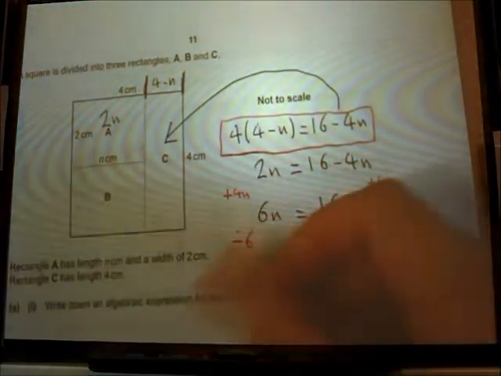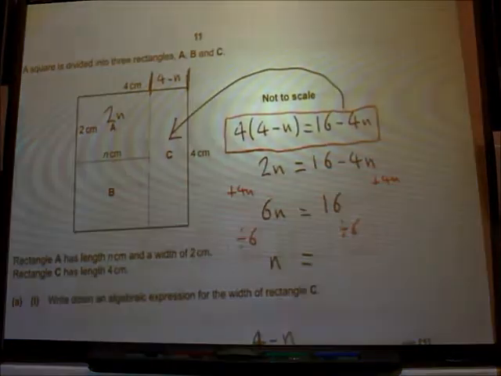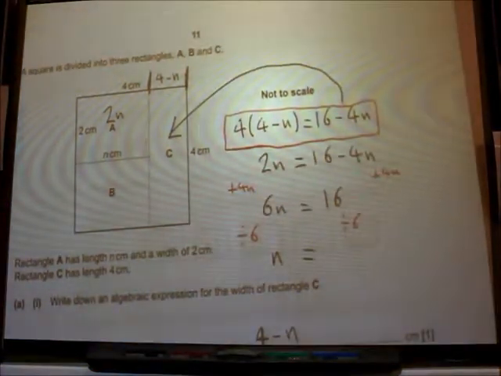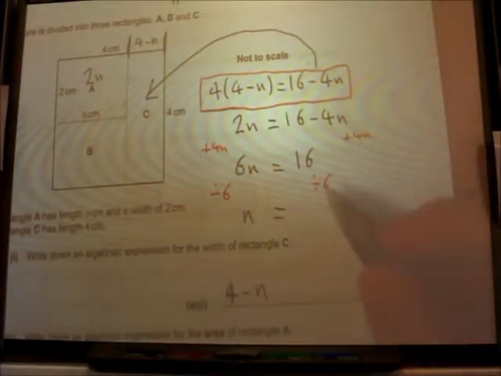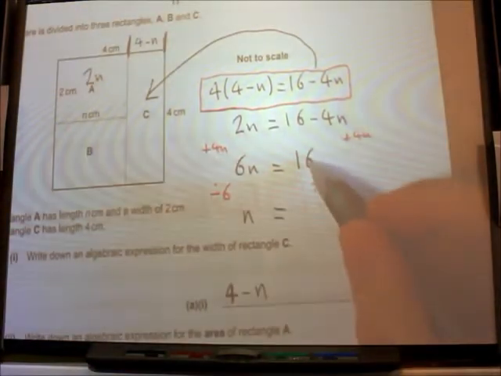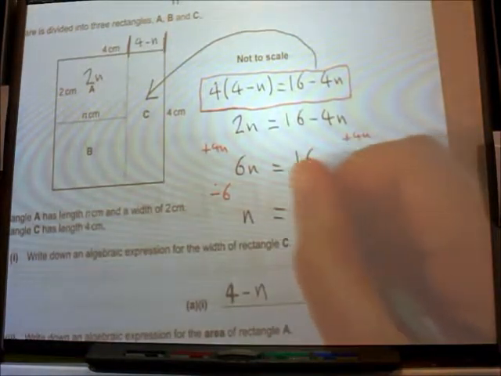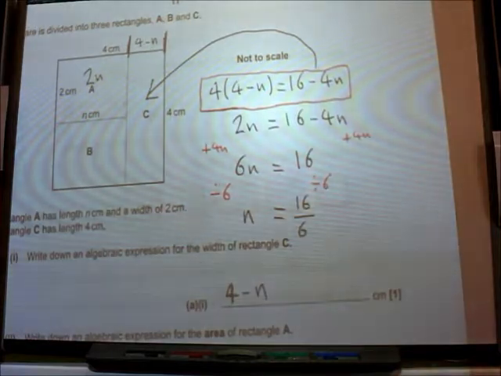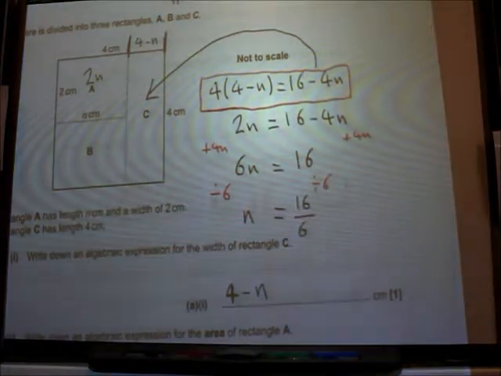So n equals, by the way, if you've got this far, well done, because this is a horrible question. 16 divided by 6 is really, really nasty. So here's a tip I want you guys to use. If it's non-calculator, 16 divided by 6, you can write it as a fraction. It's actually an improper fraction, or a top-heavy fraction.